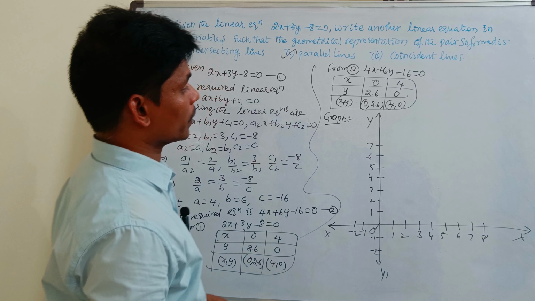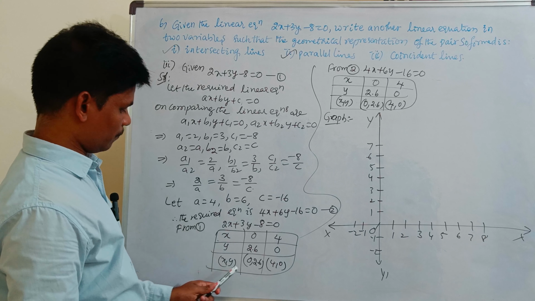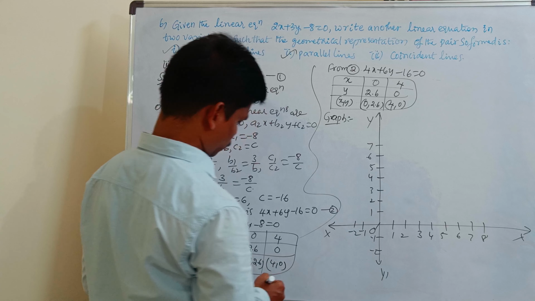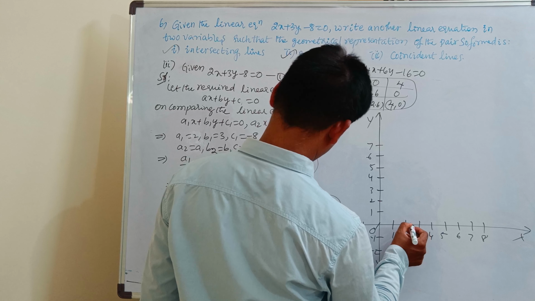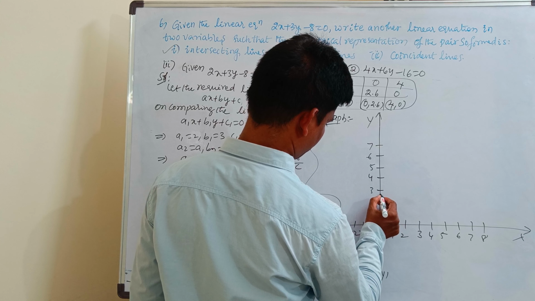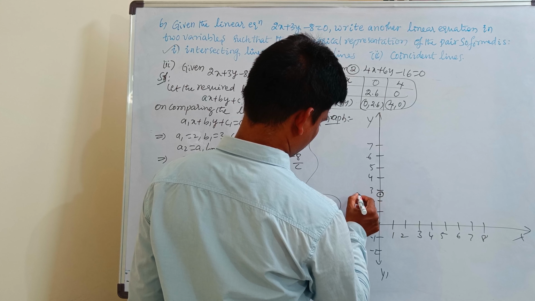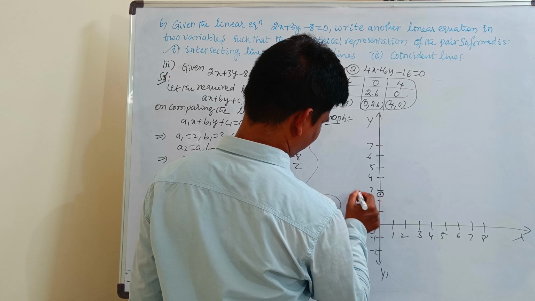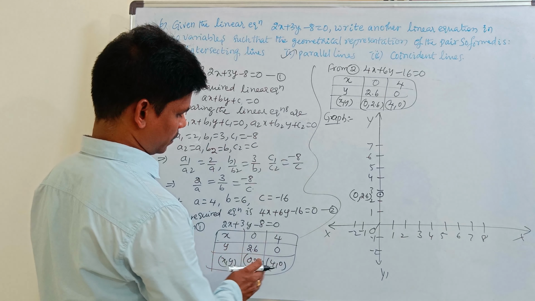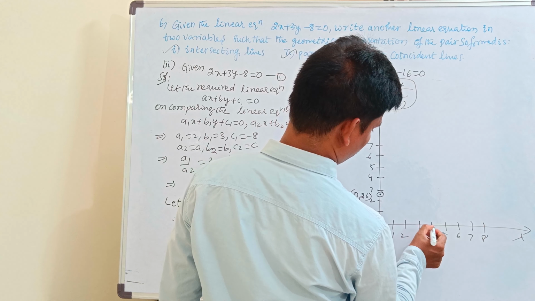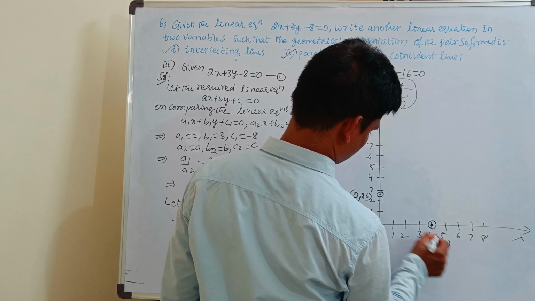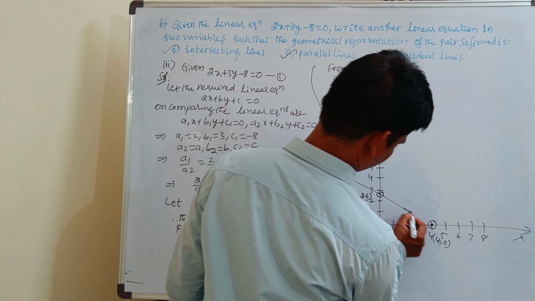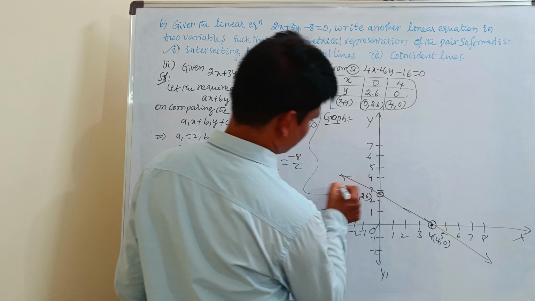See here, first the point 0 comma 2.6. So x is 0 and y is 2.6, so here 0 comma 2.6. Next, 4 comma 0, x is 4 and y is 0. So this is 4 comma 0. Join these two points to form a straight line.